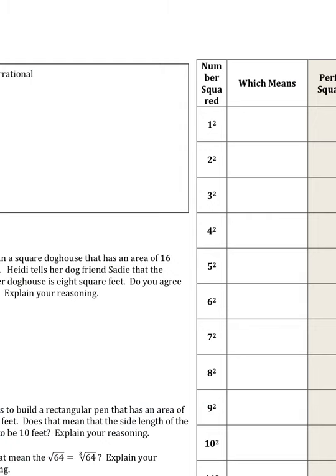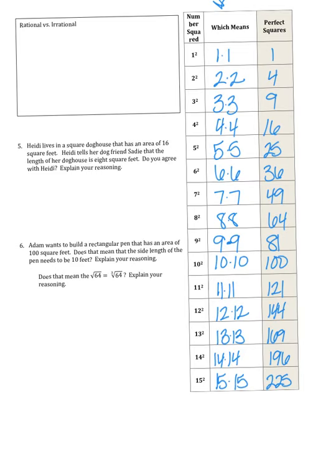What I want you to do here is fill out this chart on the right first. So I'll help you get started. 1 squared means 1 times 1. So 1 times 1 is 1. In the next box, 2 squared means 2 times 2, and that is 4. So last one, and then I'll pause the video and let you work. 3 squared is 3 times 3, which is 9. So you pause the video and finish up the rest of your chart.